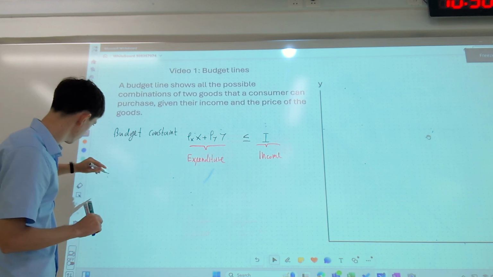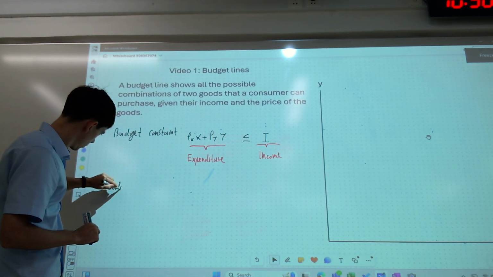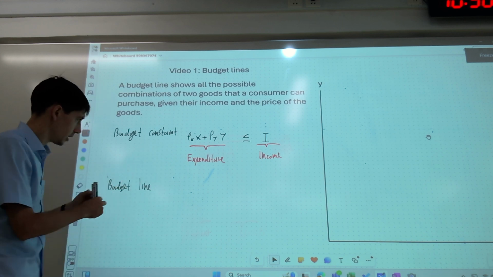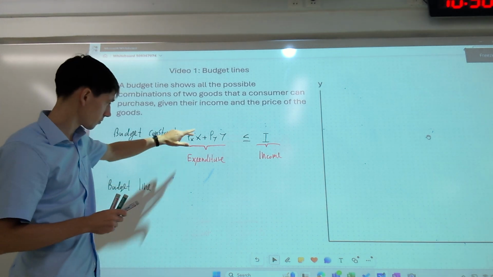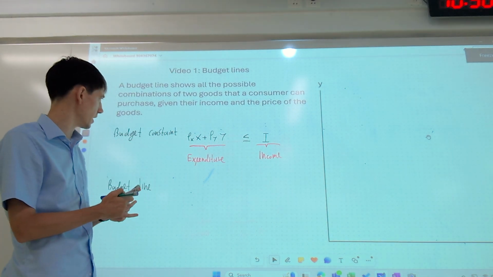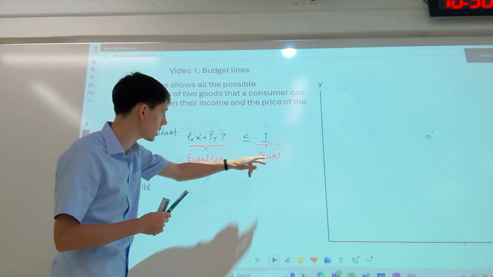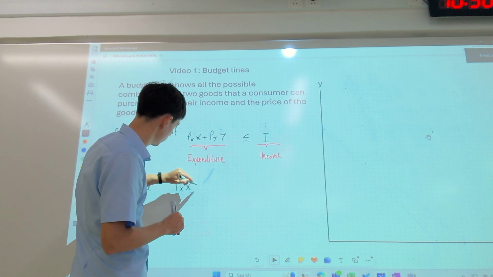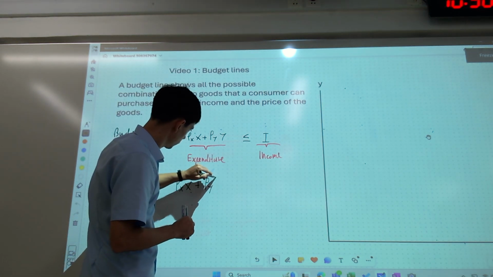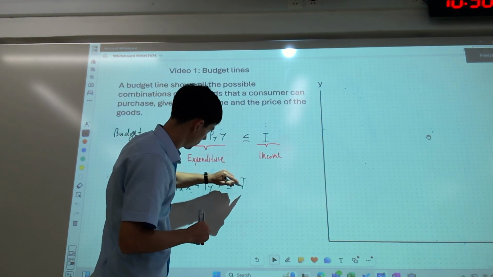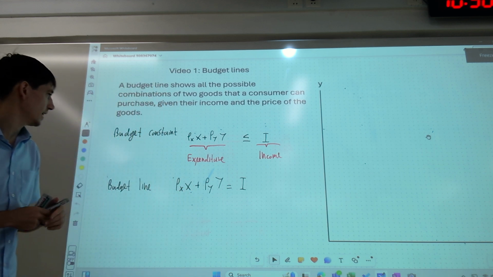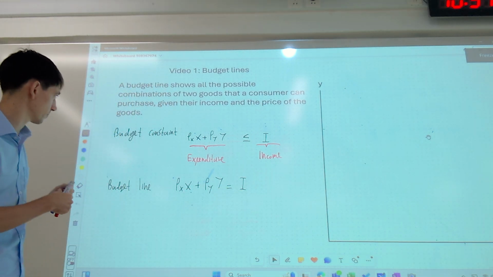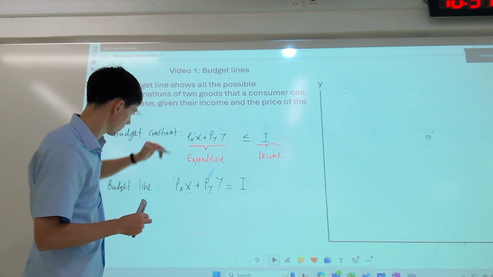We could also have what we call a budget line, and the budget line is simply going to be when we assume that expenditure and income are the same thing, or equal. Right? So here, if your expenditure equals your income, that will give us a line called the budget line.